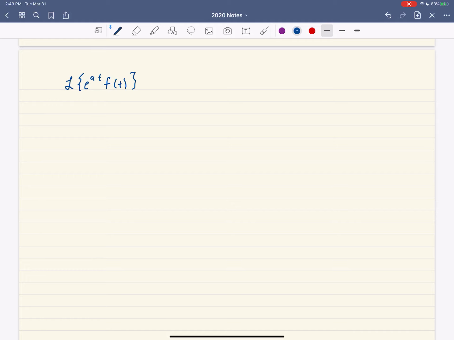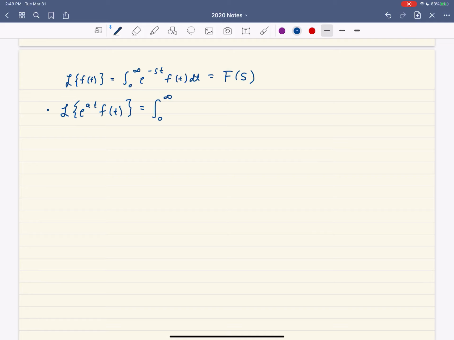Remember, I think this is worthwhile to have here: the Laplace transform of f is the integral from 0 to infinity of e to the negative st f of t dt. And it's occasionally useful, and it will be here, to think of this as a function of s. So we write this as capital F of s. And so we want to compute the Laplace transform of e to the at times f of t. What this means is that we're just going to apply the definition and see what happens.